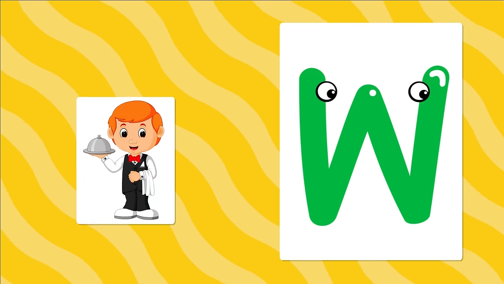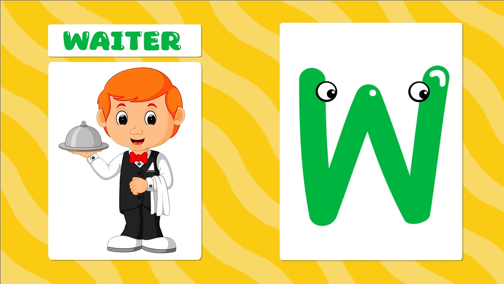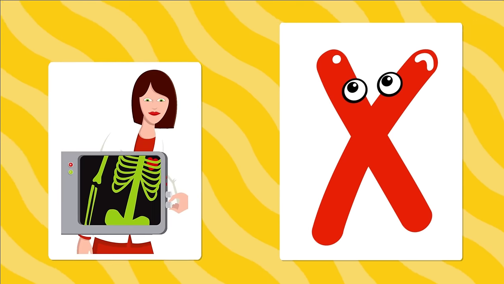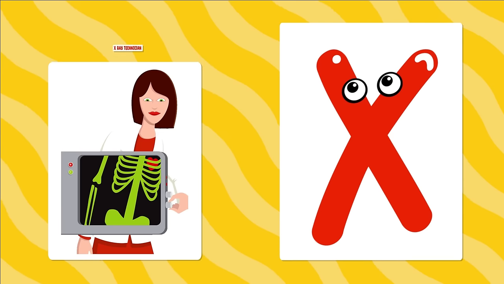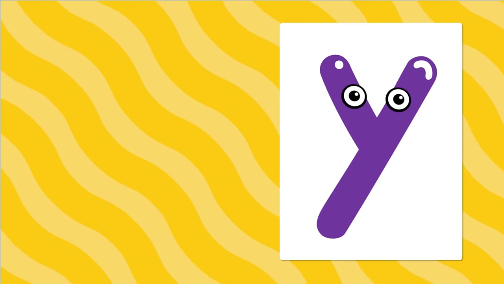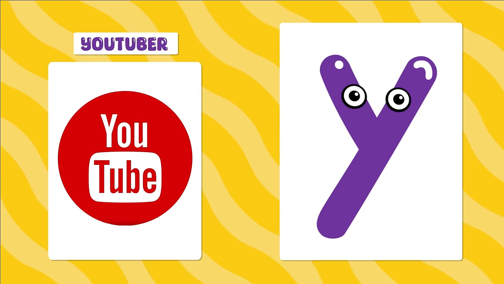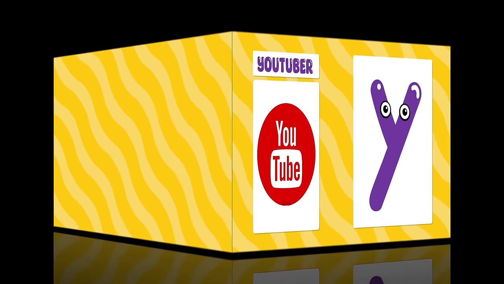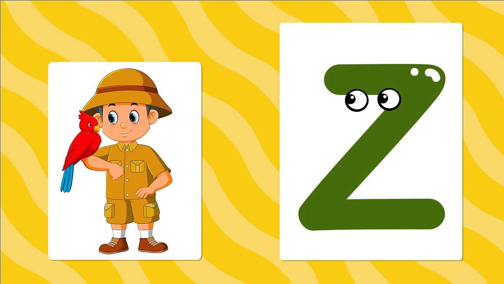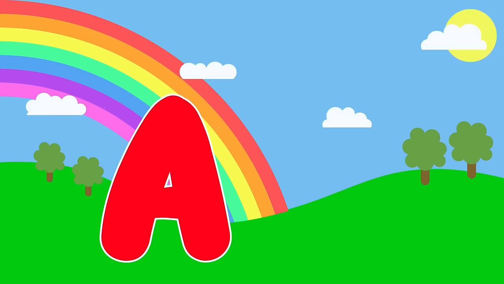W. Waiter. W is for waiter. X. X-ray technician. X is for X-ray technician. Y. YouTuber. Y is for YouTuber. Z. Zookeeper. Z is for zookeeper. A is for alligator.